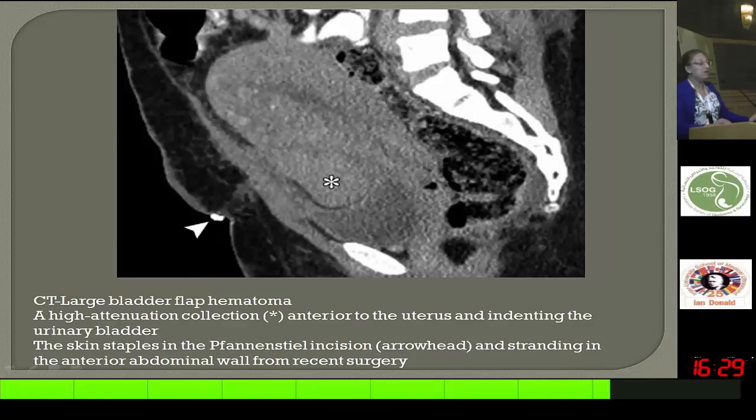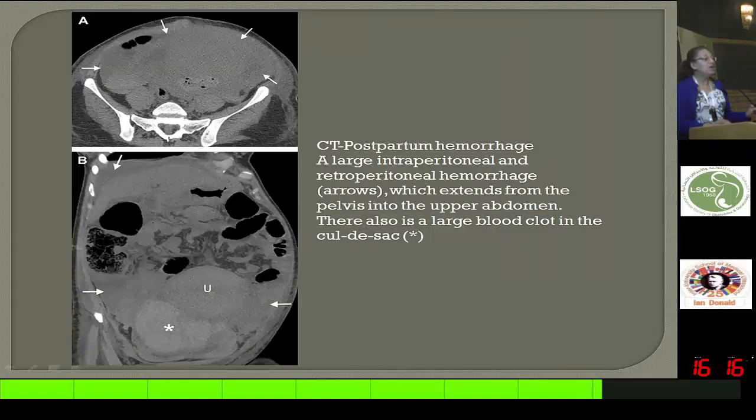This is a CT with a bladder hematoma. You see that it is a big one, and there is edema in the bladder. You can see the staples and edema as well. Here, this is a CT with intra-abdominal hemorrhage and a large clot in the posterior sac. So different levels of hematomas.